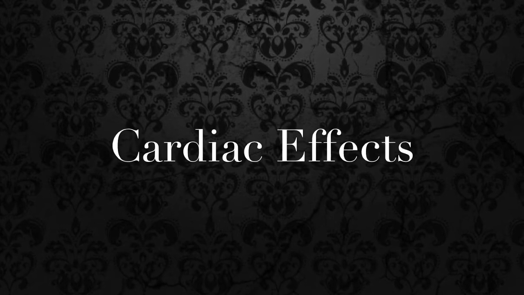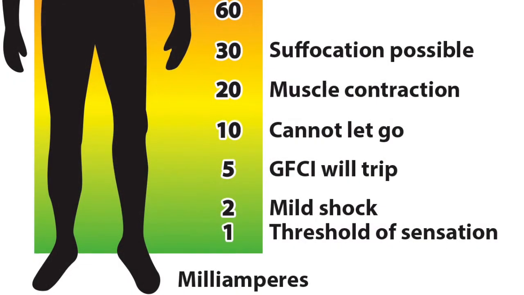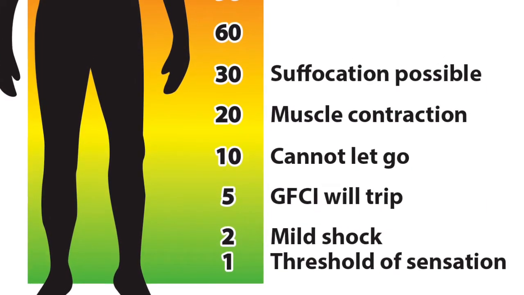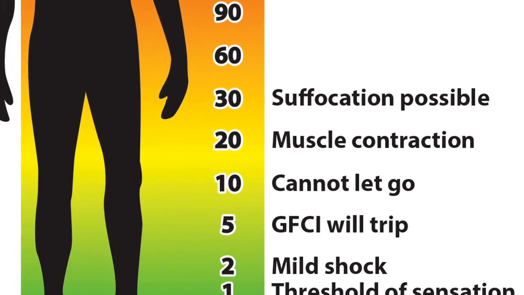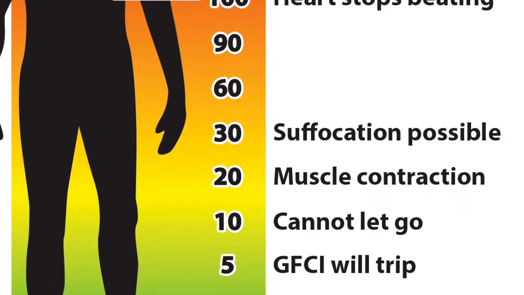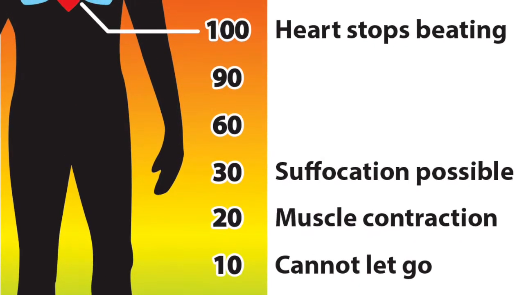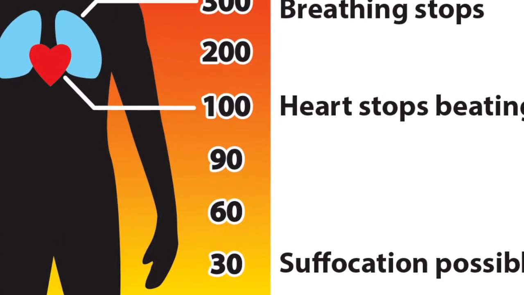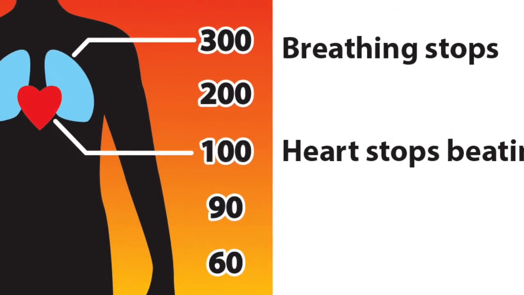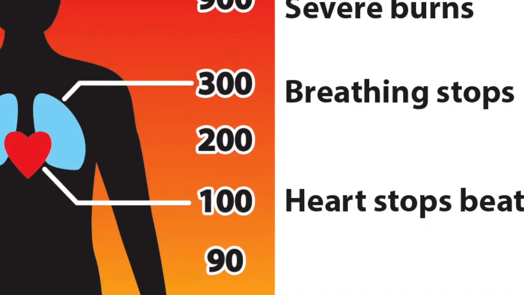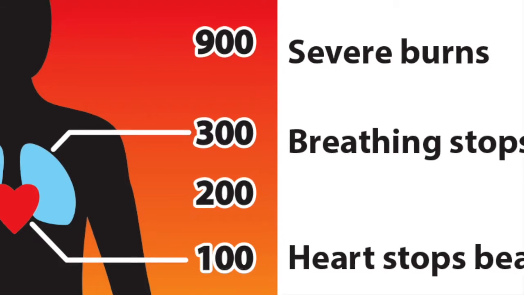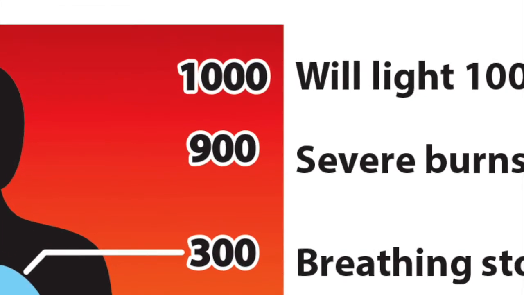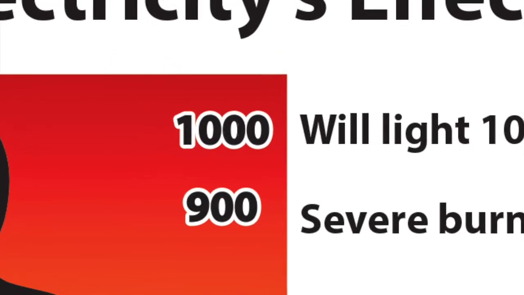Cardiac effects. 1 milliampere will cause the human a sensation, 2 milliamperes will give the human a mild shock, 10 milliamperes will cause the human to be unable to let go, 20 milliamperes will contract the human's muscles, 30 milliamperes will cause the human to suffocate, 100 milliamperes and the human's heart will stop, 300 milliamperes and the human will stop breathing, 900 milliamperes and the human will suffer from severe burns. And at 1000 milliamperes is when a 100-watt bulb will be lit.